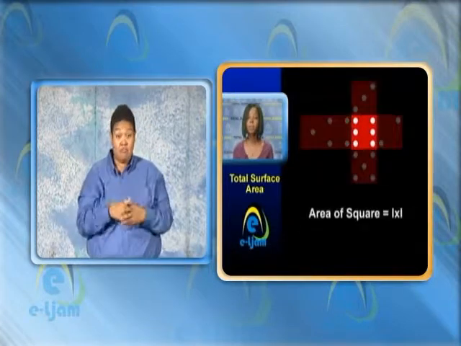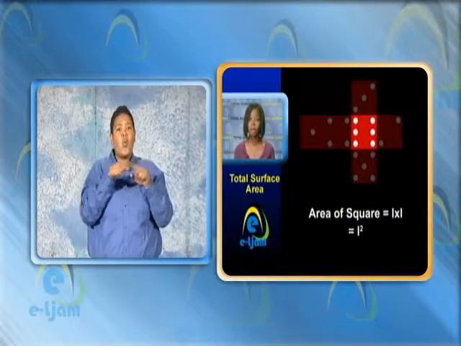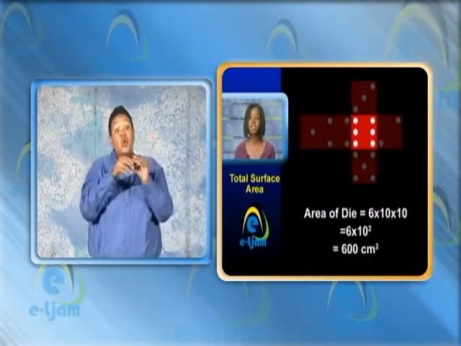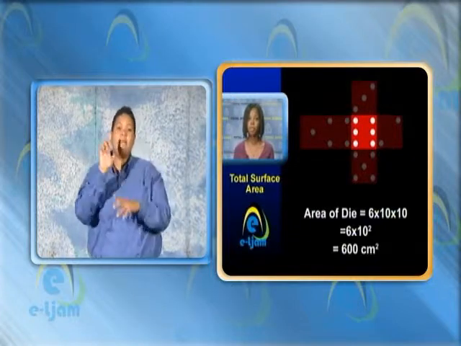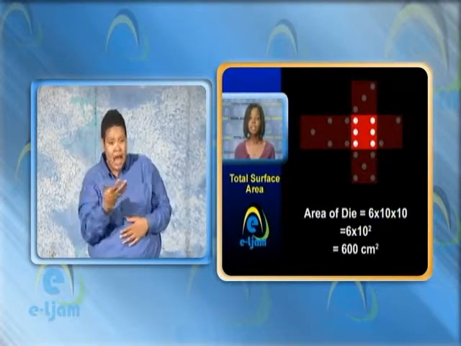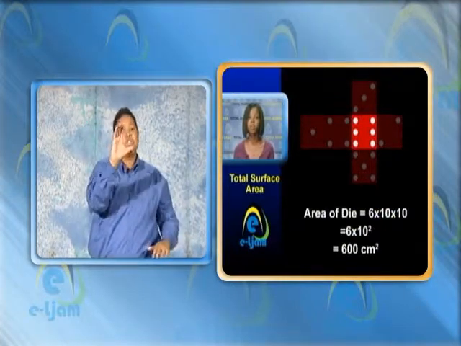Since the formula for the area of a square is length times length, or length squared, the total surface area of the cube would be 6 times length squared. And so to find the area of the die, we would get 6 times 10 squared, which would give us 600 centimeters squared.